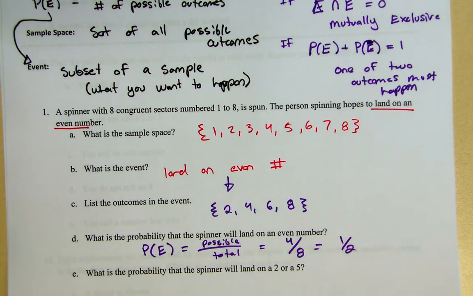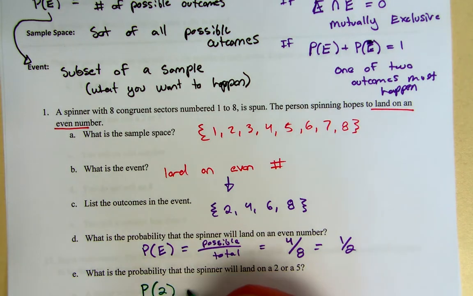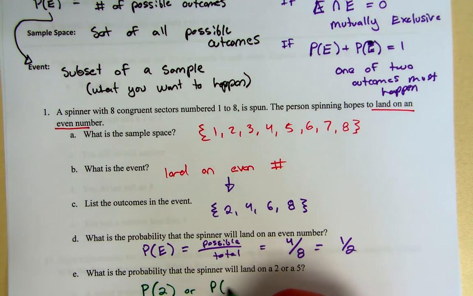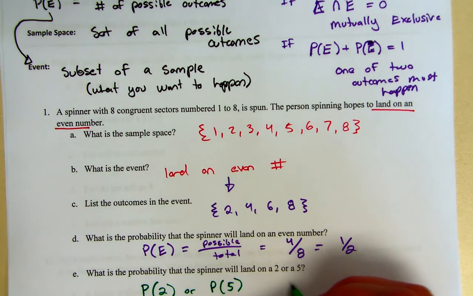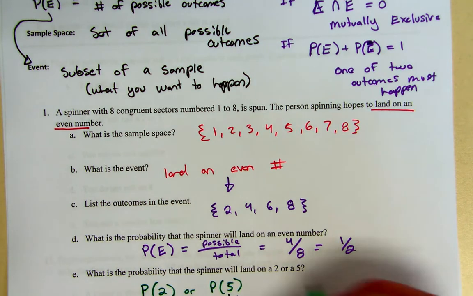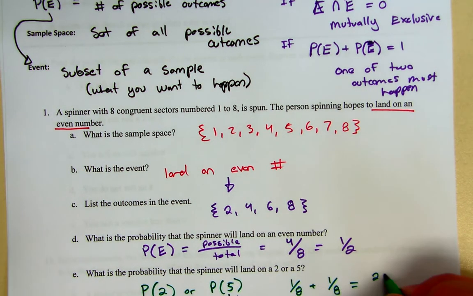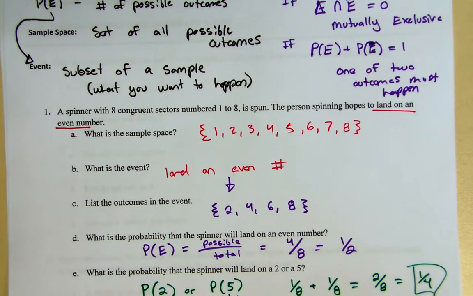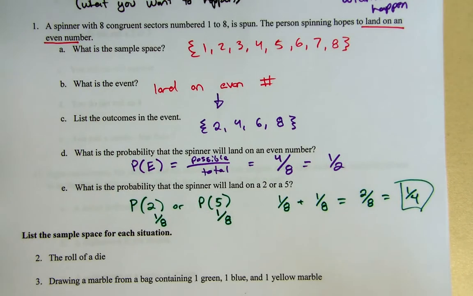Well, now let's look at the next example here. What's the probability that it lands on a 2 or the probability it lands on a 5? Well, what are those two events? Probability of 2, there's 1 total out of 8. Probability of 5, there's 1 total out of 8. So 1/8 plus 1/8 equals 2/8, which is 1/4. So that's the probability you land on either a 2 or a 5.